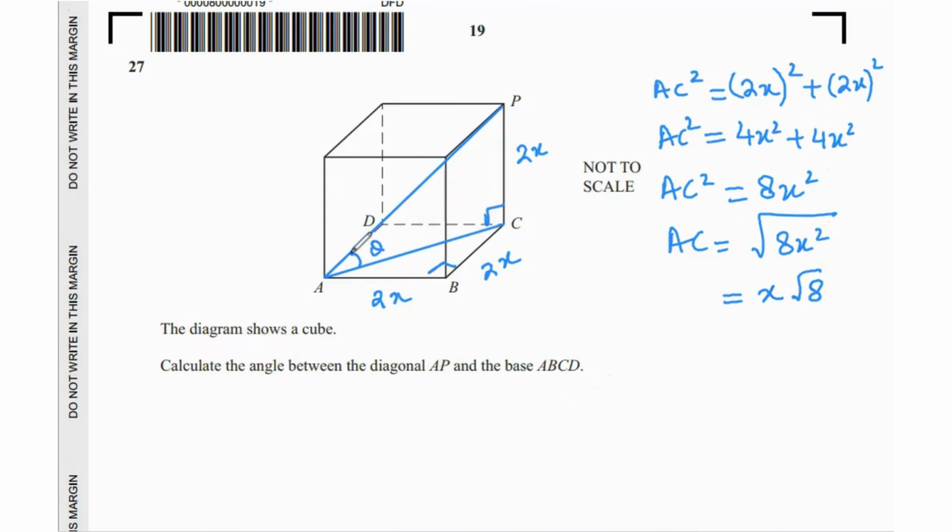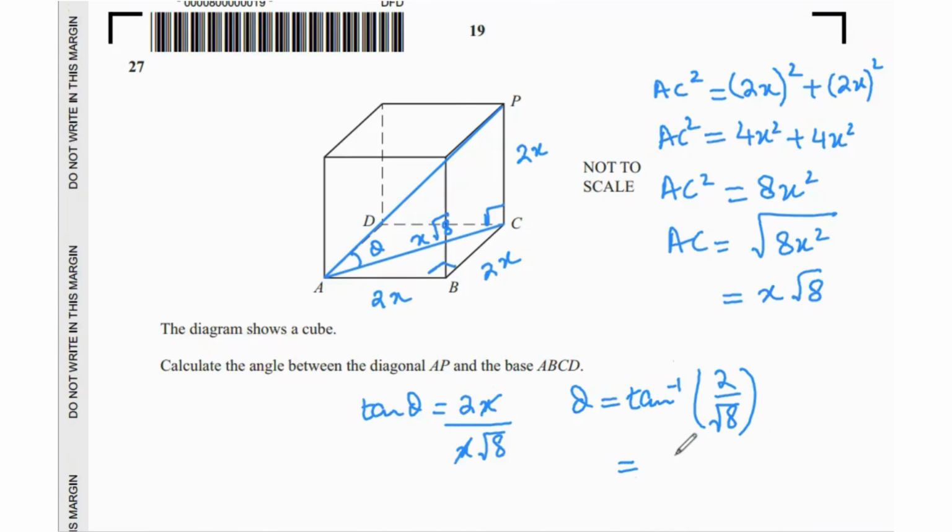Now we have to find this angle. So if we have this length, which is x root 8, we can use tangent because we have the opposite and adjacent. So tan theta equals 2x over x root 8. The x gets cancelled out, so you don't need to be worried about how we will use x as the measurement when trying to find the angle. X does get cancelled out eventually. So theta would be tan inverse of 2 over root 8. And that's going to give us an answer of 35.26 degrees. That's your angle that the diagonal AP makes with the base.